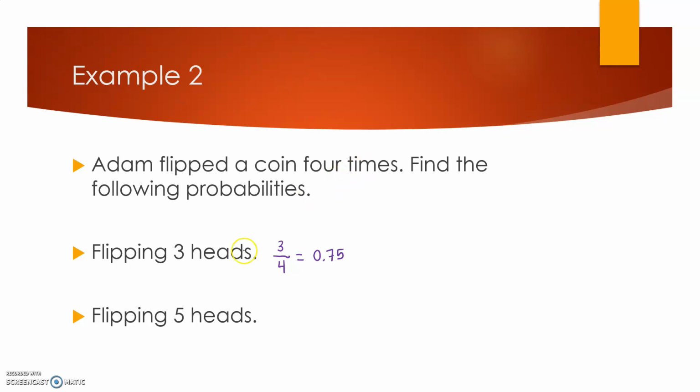What about flipping the coin 4 times and getting 5 heads? Well, if I put that as a fraction, that's telling me 5 out of 4, which is over 1. So this is actually impossible. We can't have a value that's less than 0 or greater than 1.